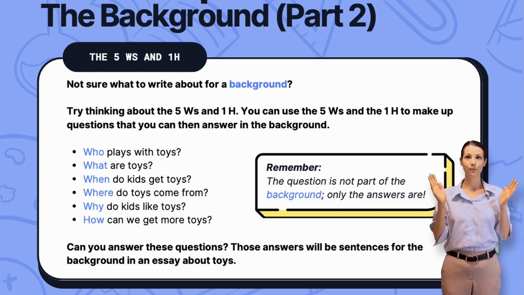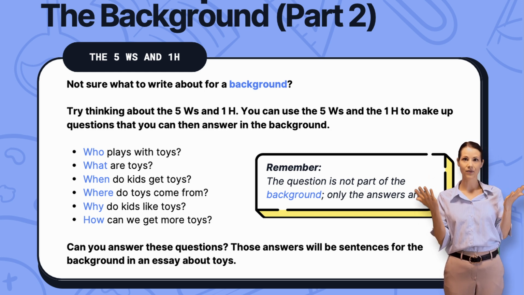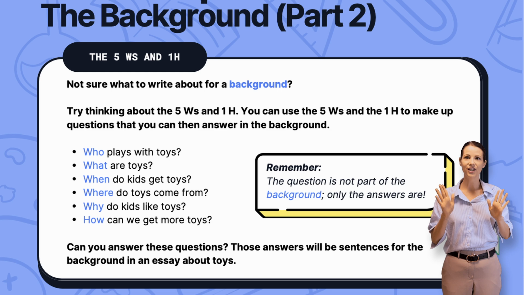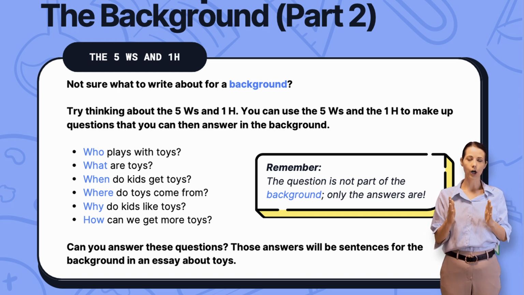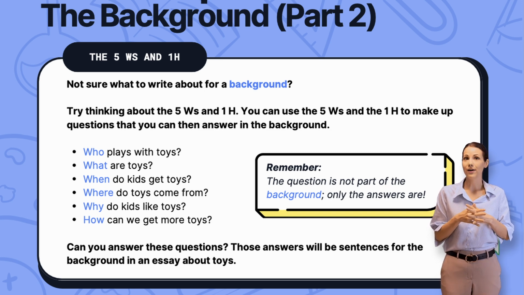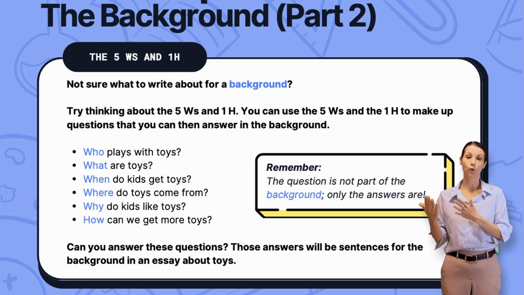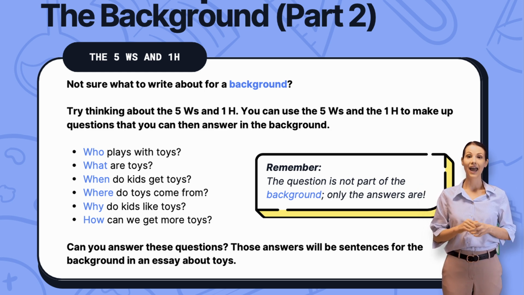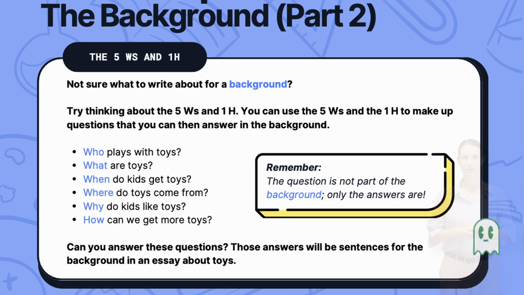Those answers will be the sentences for the background in the essay about toys. Remember, the question is not part of the background. Only the answers are. So your background is not going to have "Who plays with toys" written in it. The answer will be in the background. Maybe your answer is, "Kids play with toys." "Kids play with toys" could be a background sentence. Now let's look at some more examples.